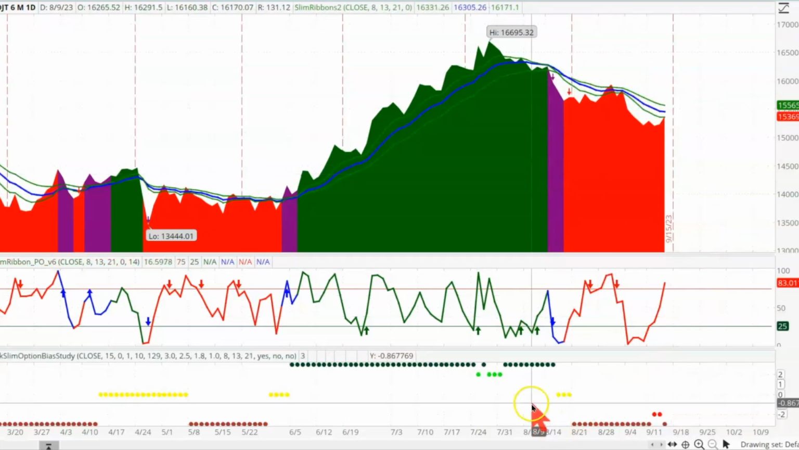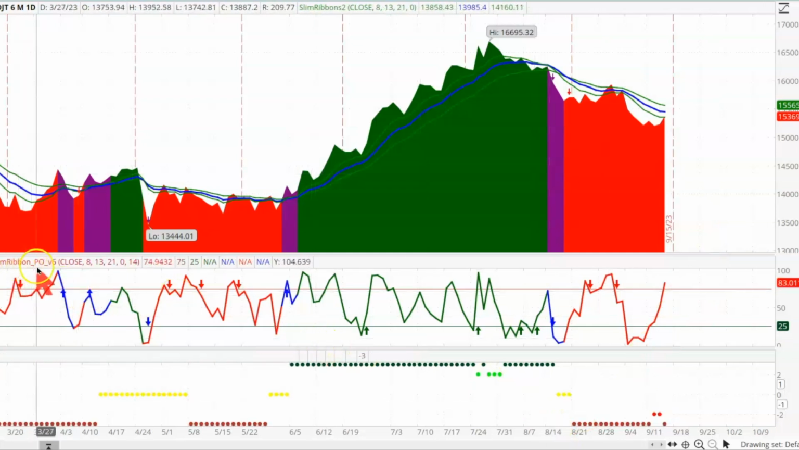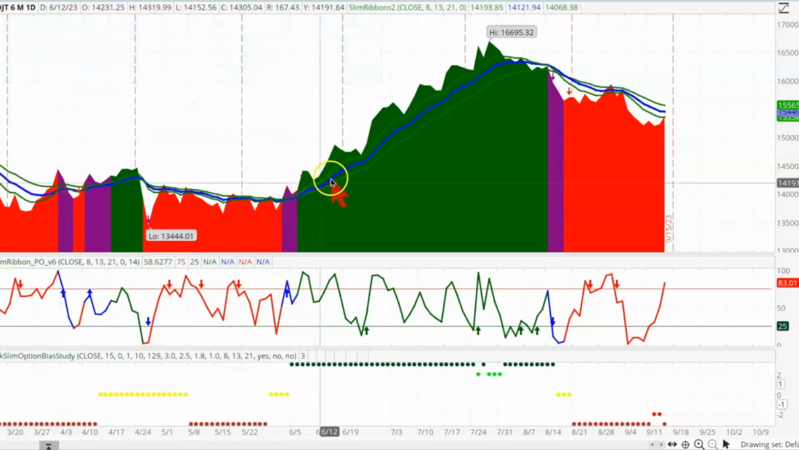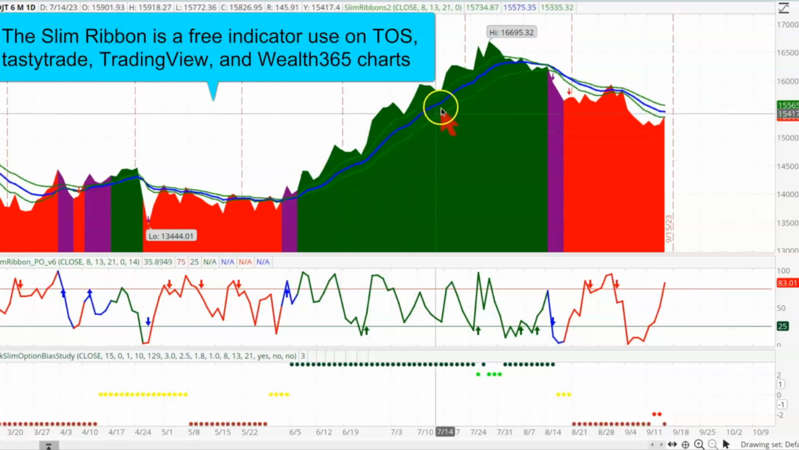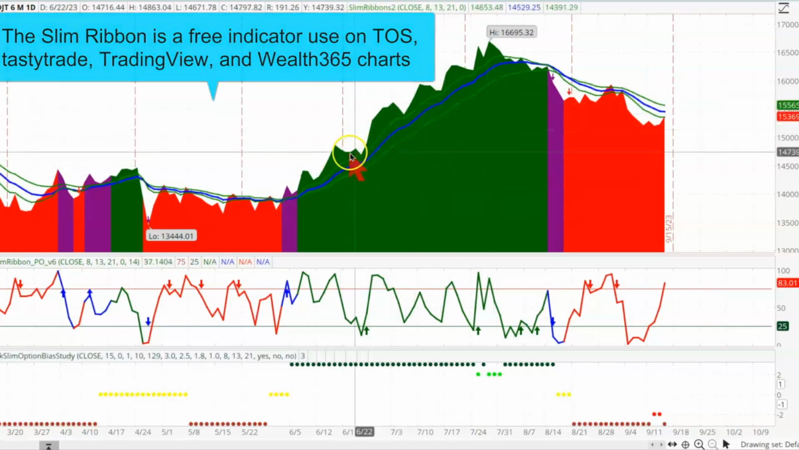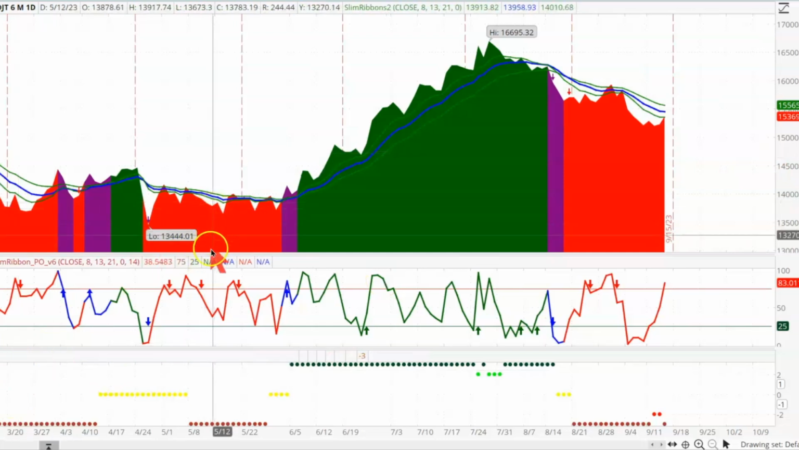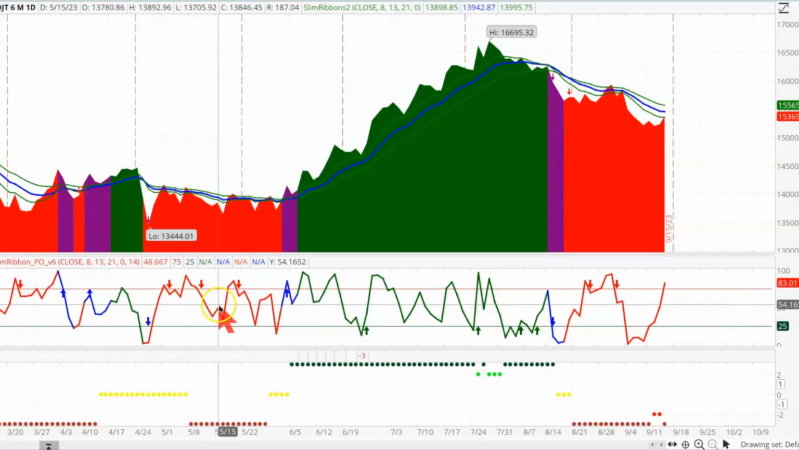Now the tools we're using right here are the Slim Ribbon PO, and this is the option bias indicator on the bottom here, and on the top is the Slim Ribbon, which you can see the ribbon there, and we're illustrating it with an area chart that really gives you a good look at when something is bullish or bearish. Now you can see in here adding the Slim Ribbon and the Slim Ribbon PO gives you an indication of when momentum is strong and resuming to the downside or the upside.